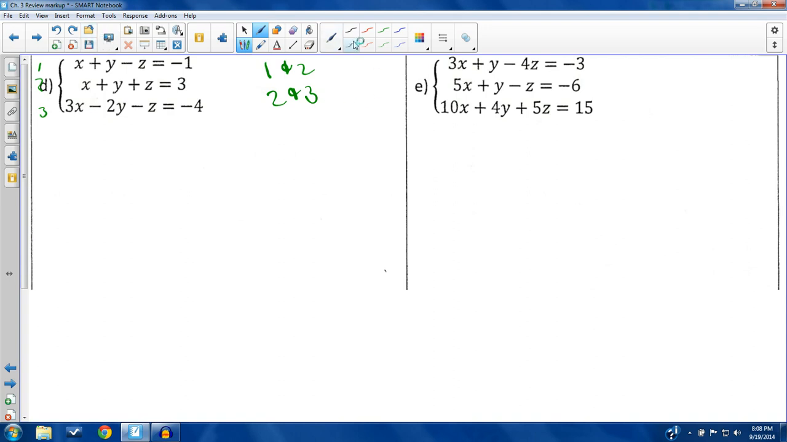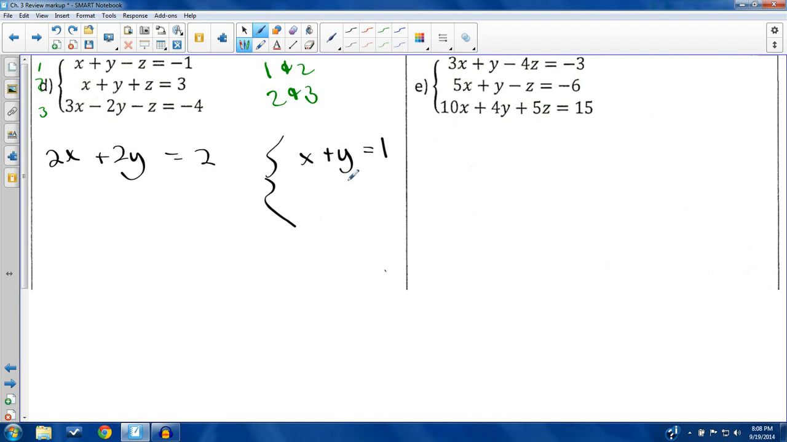So I'm going to use some mental math here to save myself some room. I'm going to add equations 1 and 2. So I'll get x plus x, which is 2x, y plus y, which is 2y, negative z plus z, which is 0, negative 1 plus 3, which is 2. 2x plus 2y equals 2. For the sake of easing this up already, I can divide everything by 2 in this equation. I get x plus y equals 1. This is one of my two equations in my system that I'm going to have, where basically I've eliminated z.